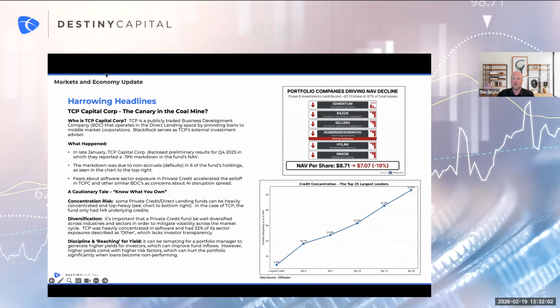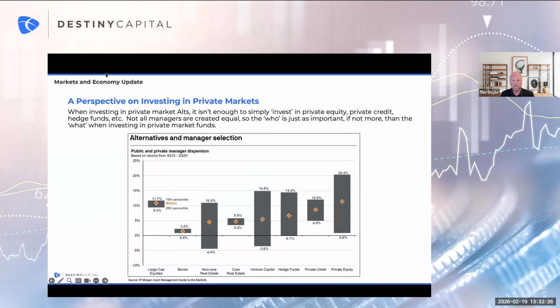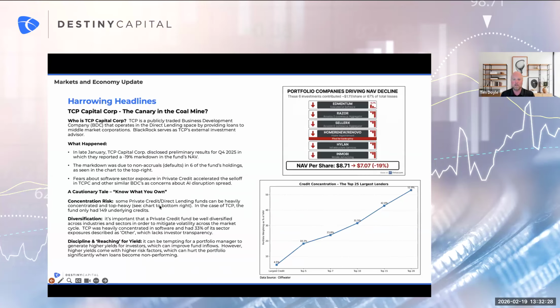Then as you move up to the top 20 holdings, you could have roughly half the fund in just 20 individual companies. That's what I call concentration risk. When we're investing in private credit and direct lending, we like to see that more broadly diversified. A fund that we invest in, as a comparison here at Destiny Capital, I'm not going to name the fund, but their top 5 credits are only about 5% of fund NAV. So very different from the profile you're seeing on this page across these top 25 largest lenders. So that's something to be aware of, concentration risk, and also fund diversification.